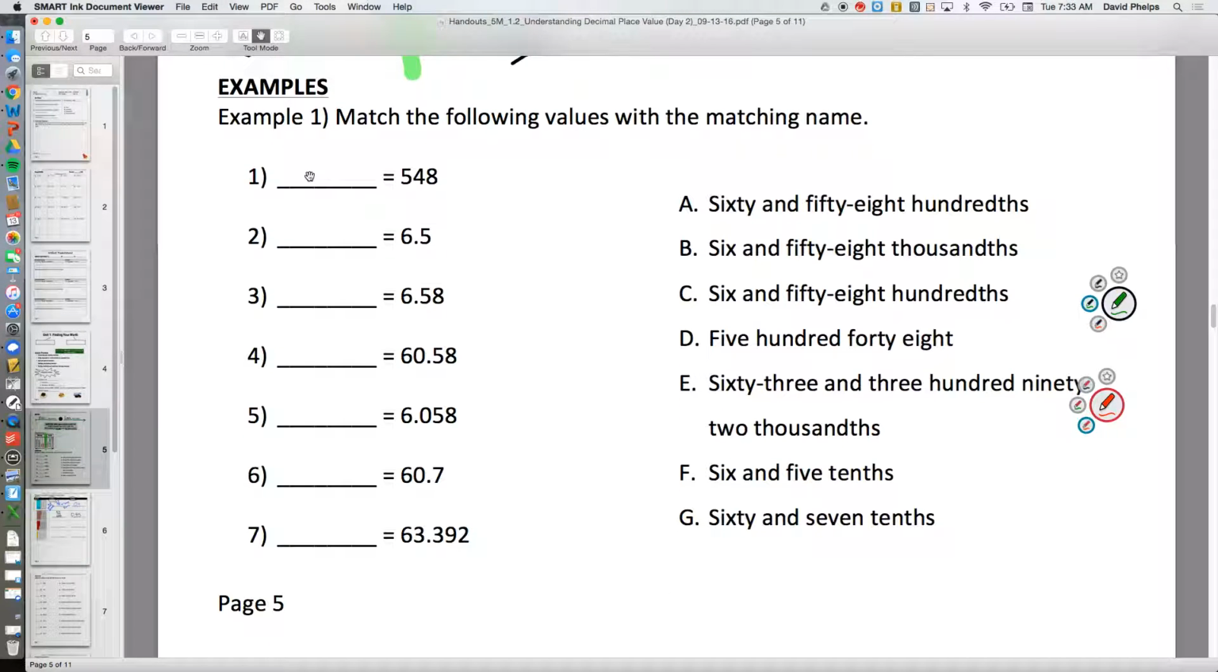Let's look at example 1. Match the following values with their matching name. So you'll see we have a bunch of numbers, 1, 2, 3, 4, 5, 6, 7, all the way down, and they have different digits. And on the right, we have names of them. We've got to figure out which ones to go together.